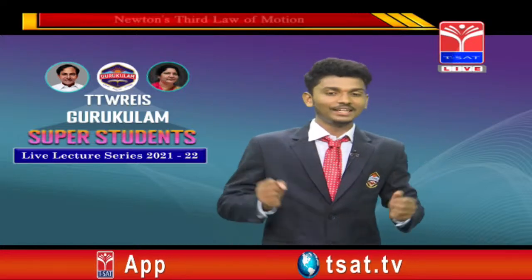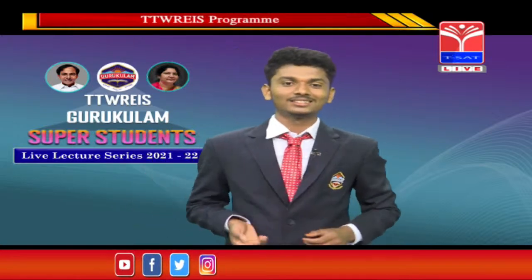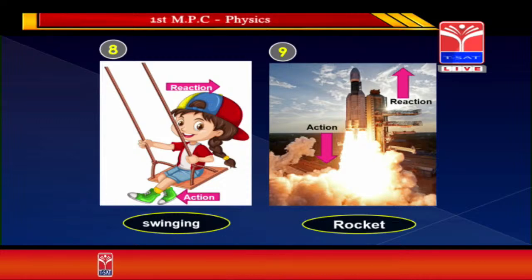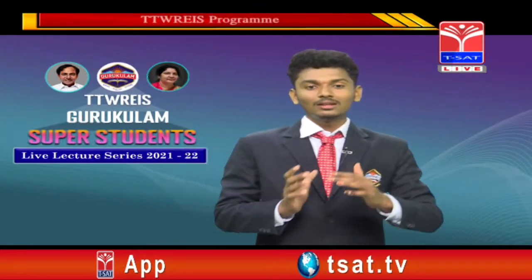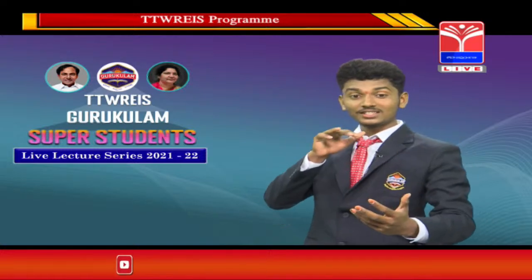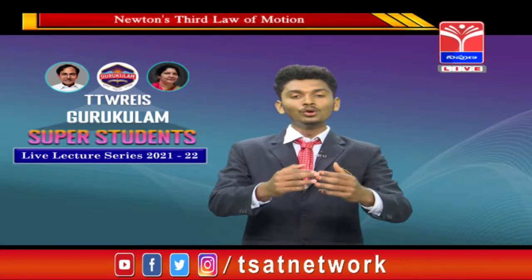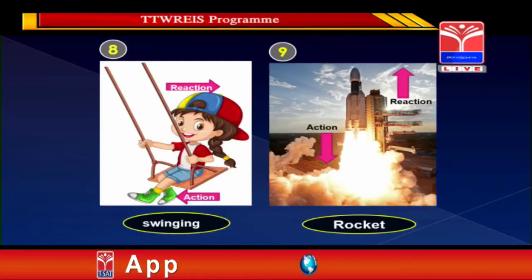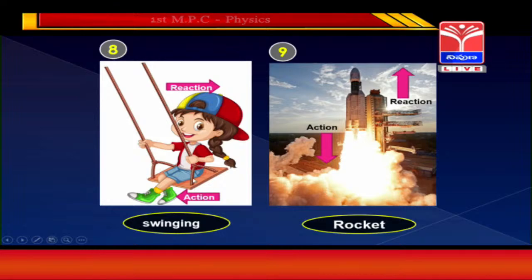Our eighth application is swinging. We love to swing when we are kids. While swinging, we exert some force on the ground with our legs, and then the ground exerts an equal and opposite force backwards to move the swing, which is the reaction. When we exert force on the ground, it is the action, and the force exerted by the ground to move us backward is the reaction.